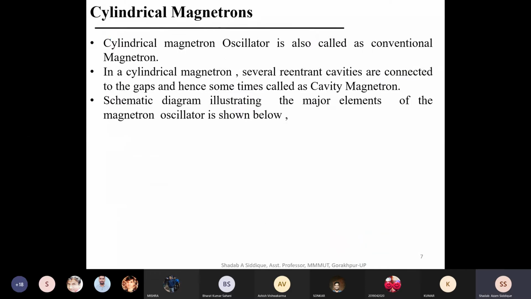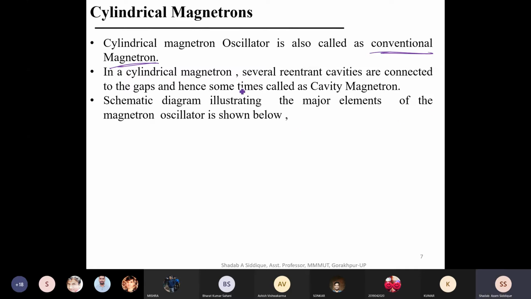So we will go for the cylindrical magnetron. We have different types of magnetron, like cylindrical magnetron, linear or planar magnetron, coaxial magnetron, voltage tunable magnetron, inverted coaxial magnetron, and many more. But we are just taking the cylindrical magnetron, which is also called a conventional magnetron.